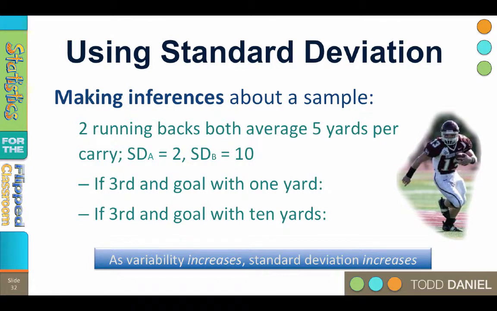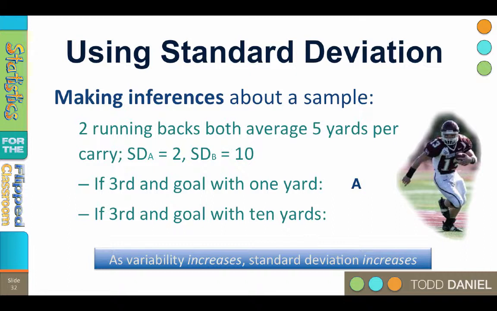We can use standard deviation for making inferences about a sample. Suppose that you are the coach for a football team. You have two running backs, both of whom average 5 yards per carry. Running back A has a standard deviation of 2. Running back B has a standard deviation of 10. If you were in a situation of 3rd and goal with 1 yard to go, which running back would you go with? Running back A. He consistently gets the short yardage. Even on his worst carry, 2 standard deviations below his mean, he's still likely to get that 1 yard.